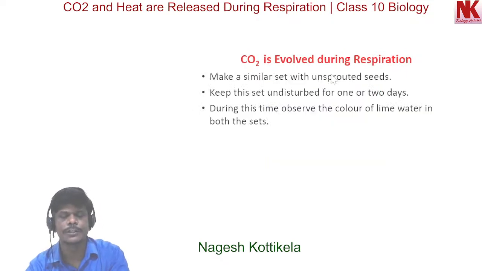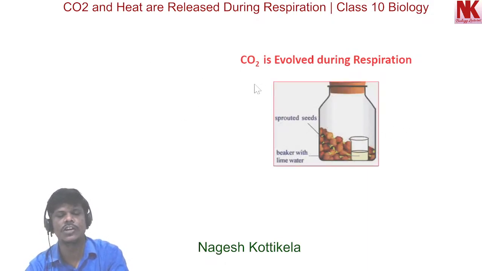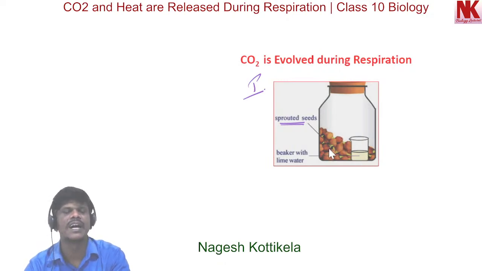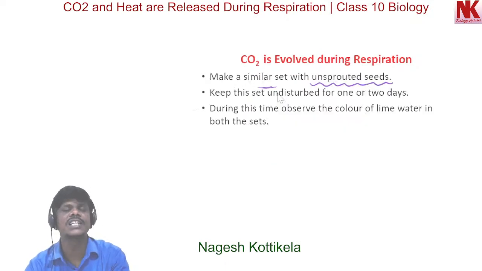After this, make a similar setup with unsprouted seeds. Let's assume this is setup number 1, where sprouted or germinated seeds are used. In another setup, with a plastic bottle, beaker and seeds, we should take the normal seeds, not the germinated or sprouted seeds. Make a similar set with unsprouted seeds.